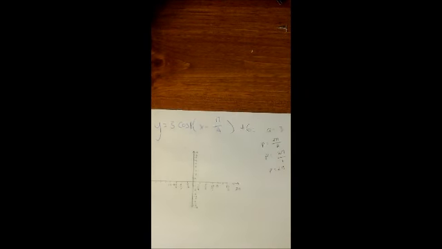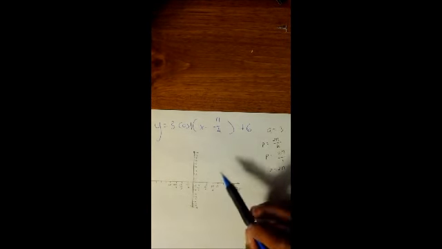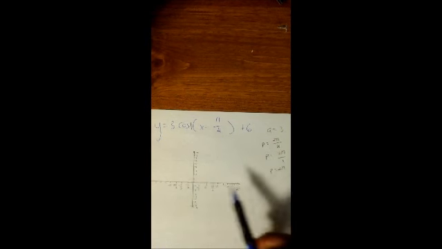a period of 2 pi, because the k value is just 1, so there's an imaginary 1 over here, which equals 2 pi, which means we're going to have one cycle in our graph, because the graph is from 0 to 2 pi, and from negative 2 pi to 2 pi, so we're going to have 2 cycles.